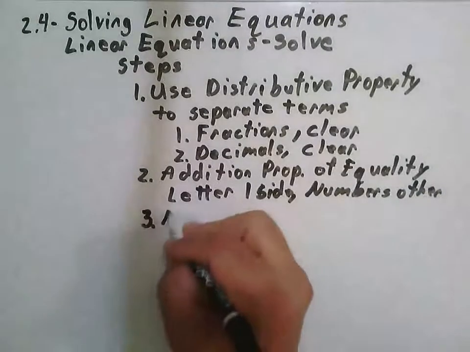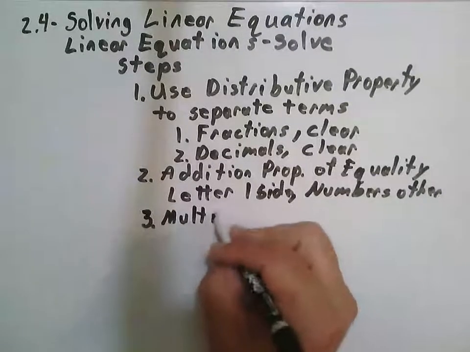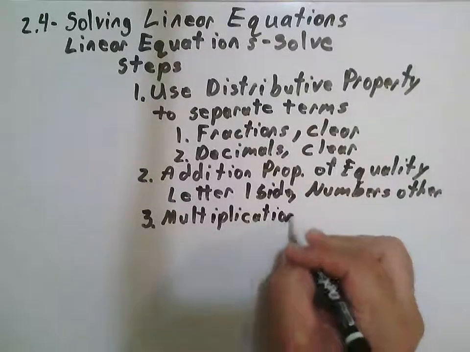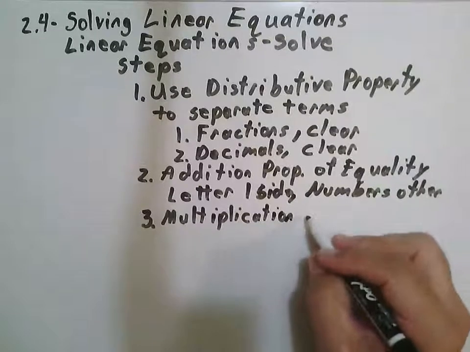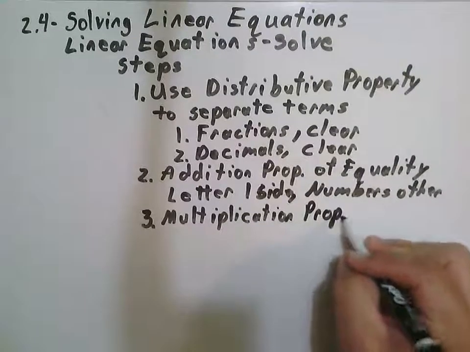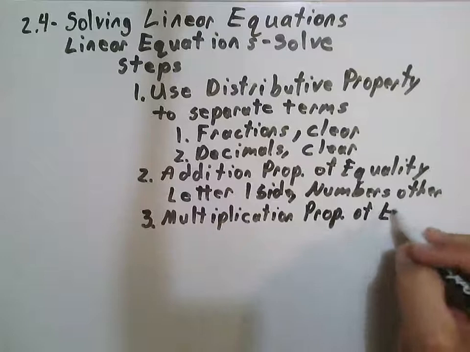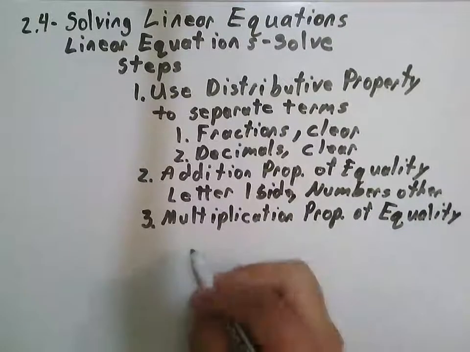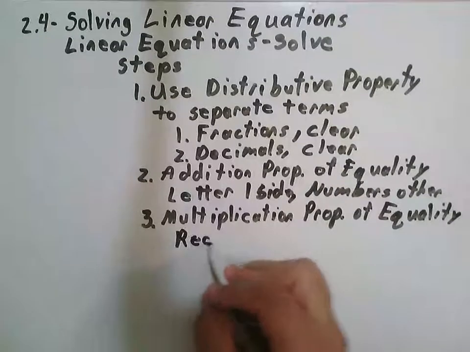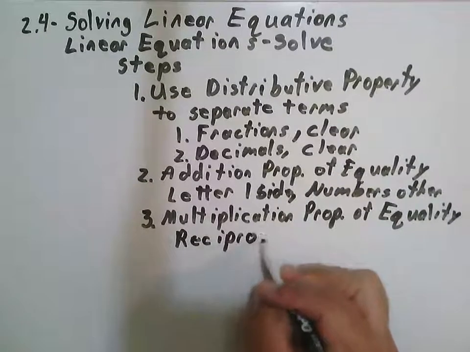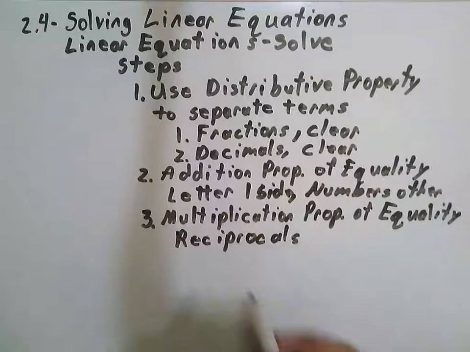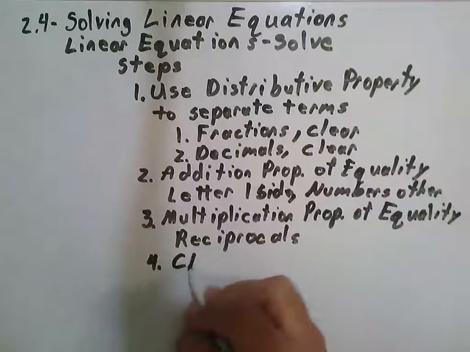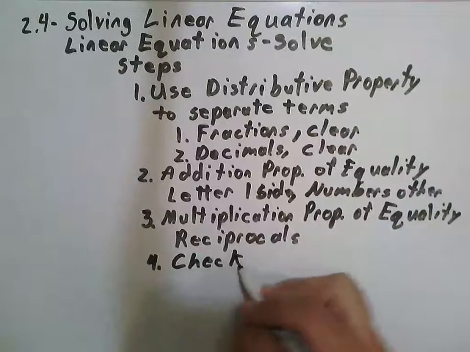Then number 3 is going to be our multiplication property of equality. That was the section that we just went over, which was section 2.3. I'm just going to abbreviate property here. And that is basically using your reciprocal. Reciprocals keep coming up over and over, not just in these sections, but other ones as well. And then the last one says check your solution.